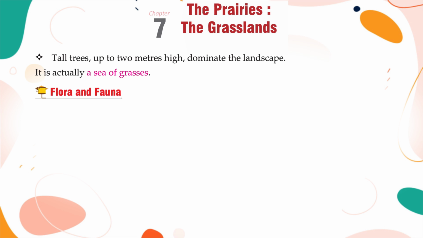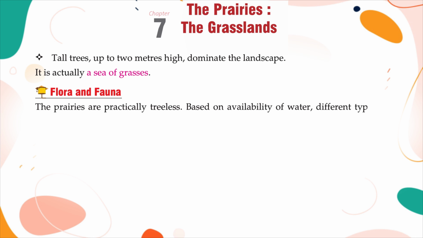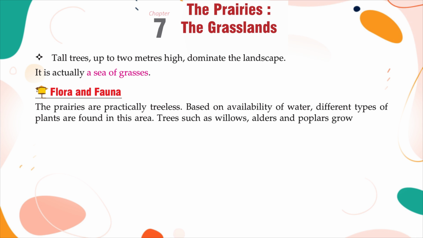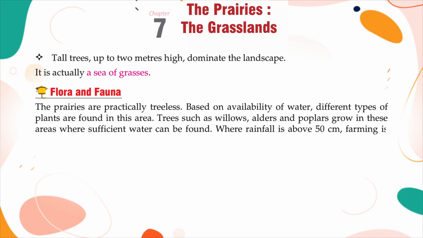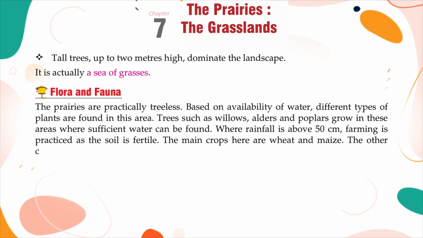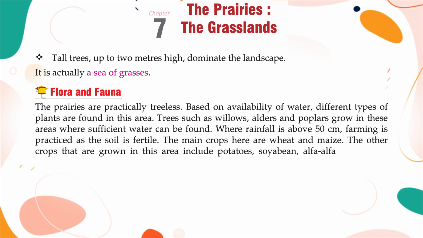Flora and fauna. The prairies are practically treeless. Based on availability of water, different types of plants are found in this area. Trees such as willows, alders, and poplars grow in these areas where sufficient water can be found. Where rainfall is above 50 centimeters, farming is practiced as the soil is fertile. The main crops here are wheat and maize. The other crops grown in this area include potatoes, soya bean, alfalfa, and cotton.